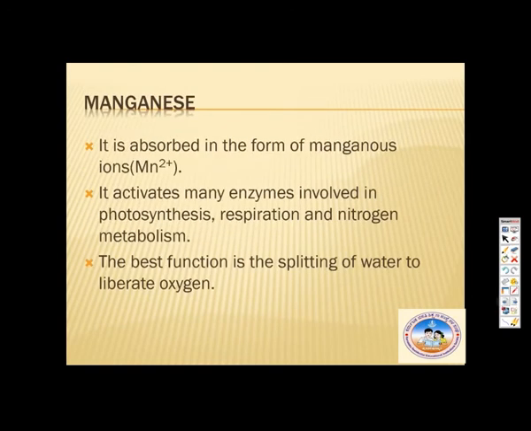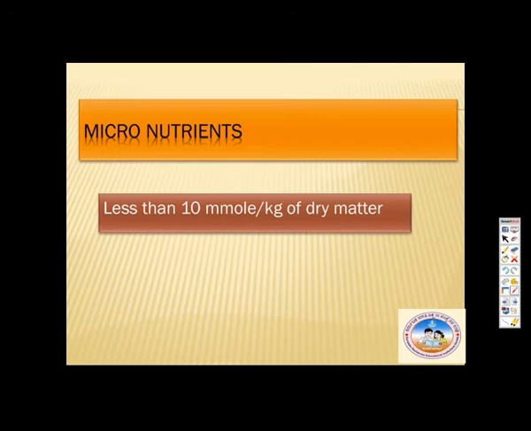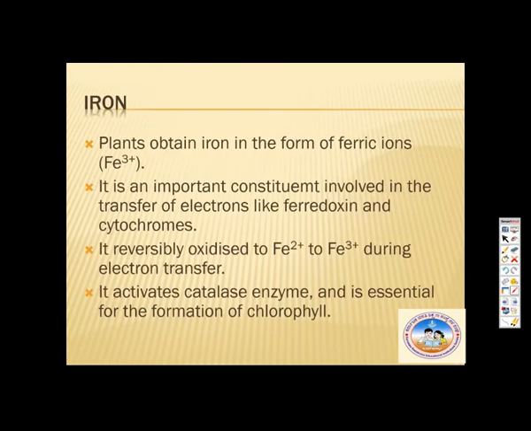During electron transfer it activates the catalase enzymes, and it is needed for chlorophyll formation. Moving ahead, manganese. It is absorbed in the form of manganese ions. It activates many enzymes involved in photosynthesis, respiration and nitrogen metabolism. Its best function is splitting of the water and liberating the oxygen. Manganese acts near photosystem 2, where photolysis happens, that is splitting of the water, where protons and oxygen get liberated.